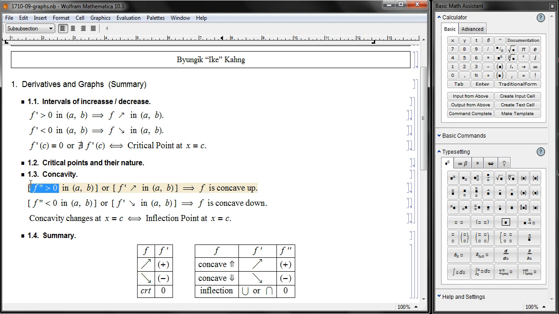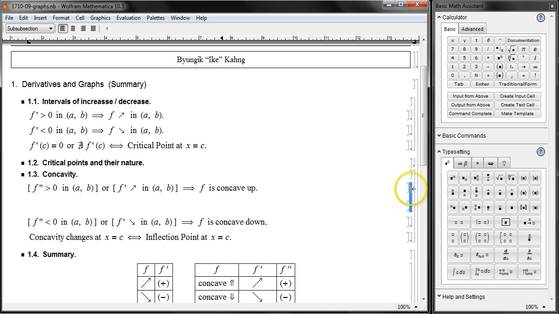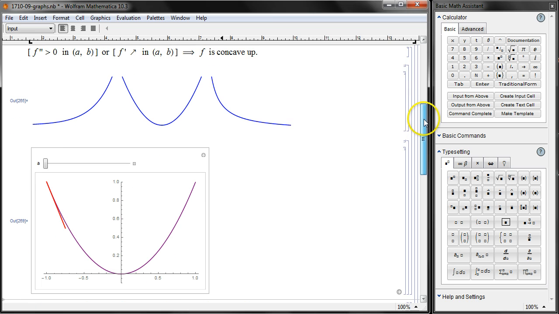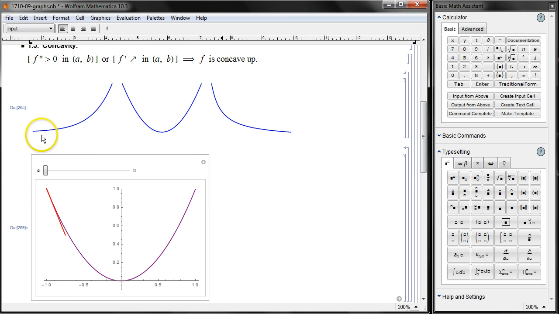Above the x-axis, that's up. Function is going up, that's up. And concave up, that's up. Here's a visualization. All these are concave up: bent upward, bent upward, bent upward. Here, concave up while increasing, concave up while decreasing. Here, concave up while decreasing, hit local minimum, and increasing.